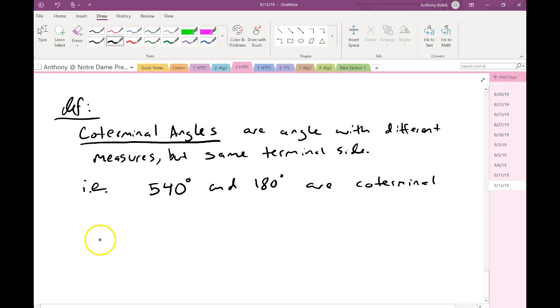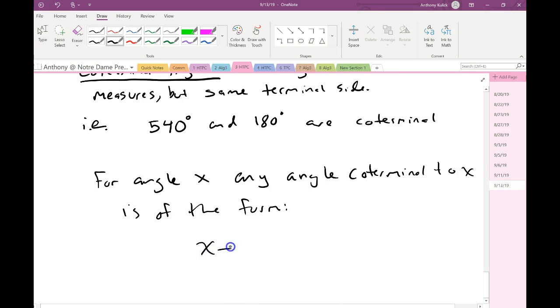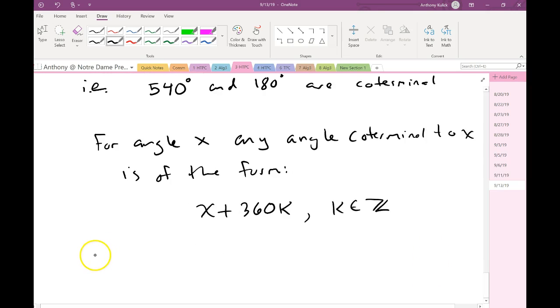Great. So we can say that for angle x, any angle coterminal to x is of the form x plus 360k, where k is just some integer, so a positive or negative whole number. So ostensibly, what JJ said is if I just keep adding 360 or subtracting 360, I'm going to keep getting angles that are coterminal to the original angle. So to check if two angles are coterminal, let's pick an obvious example here.